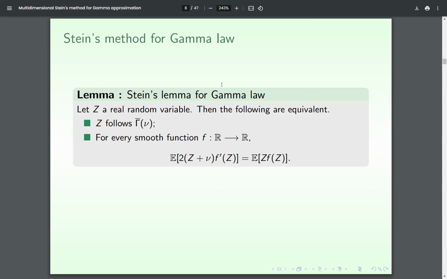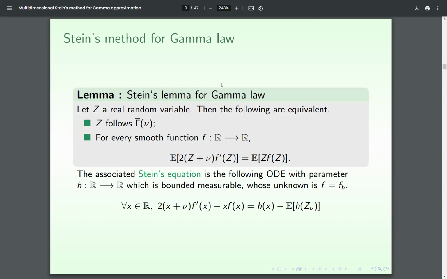With Stein's lemma, we associate a Stein's equation, which is an ordinary differential equation with the parameter h. We suppose here that h is bounded measurable, so that the expectation written over here exists. And we solve the differential equation over here, which is simply the difference between the terms that appear in the Stein's lemma.